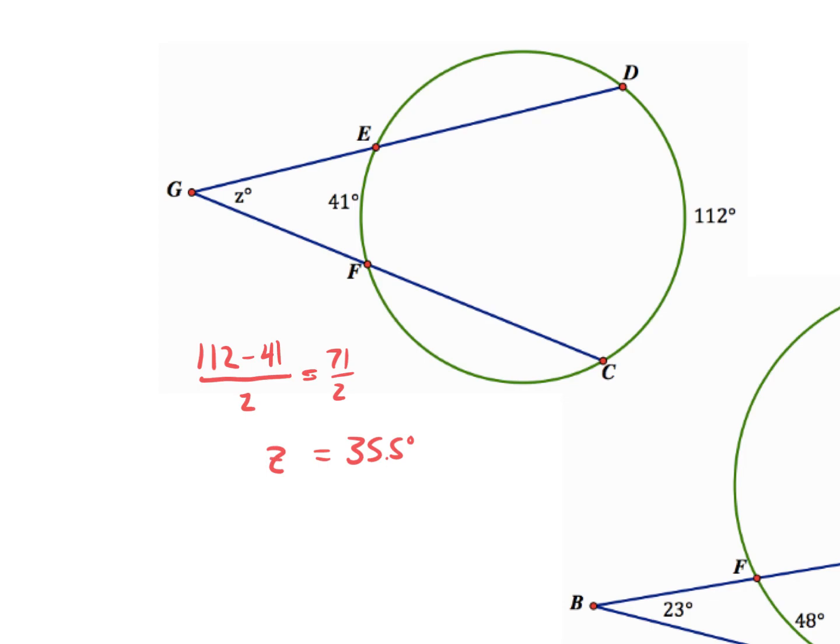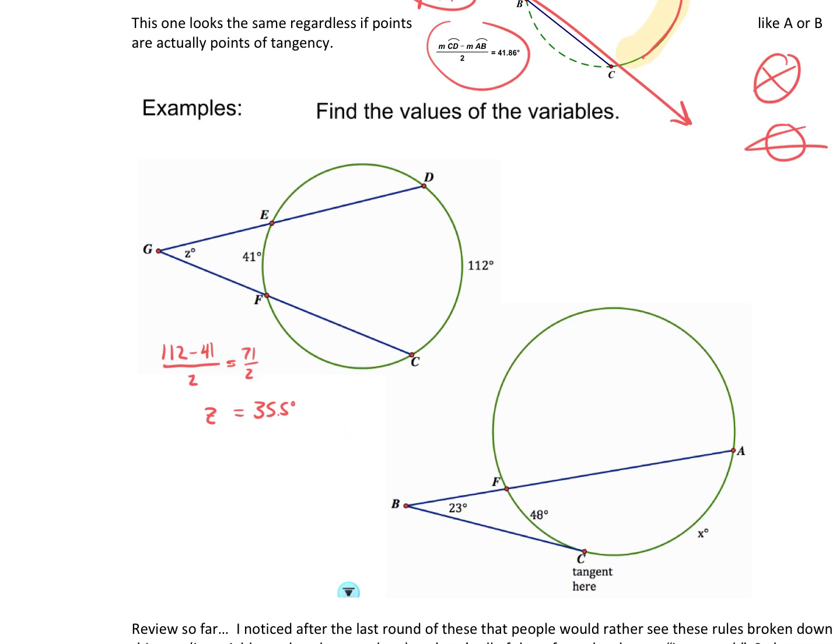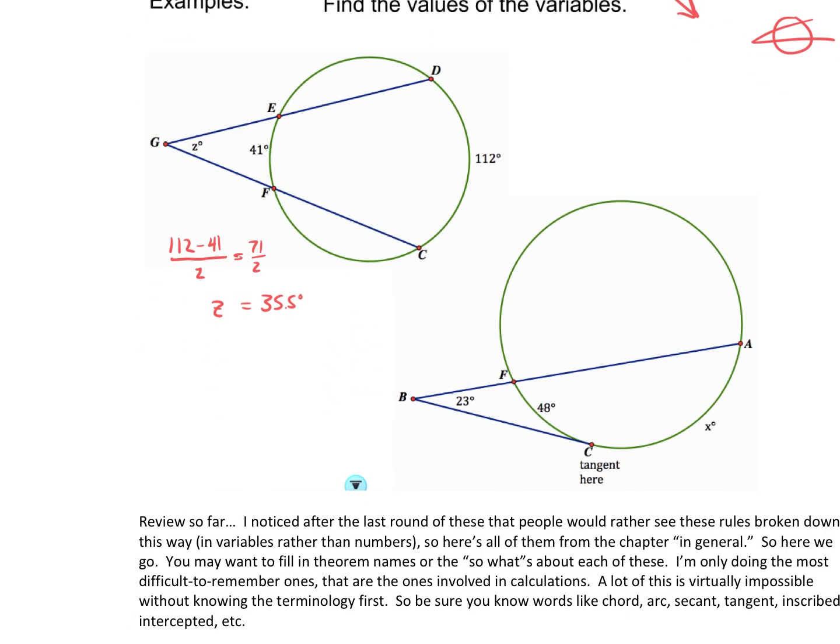That's z. It's half the difference, and it's also true of tangents. Two of these are secant lines, and this is a secant and a tangent. We call it the exterior vertex theorem because it applies whether we're talking about mixes of secants or tangents. It could even be two tangents. Whenever you have a vertex outside the circle, it's associated with two arcs inside the circle, like that or like this. Those are the two arcs. So the same thing applies: it's this one minus this one, divided by 2, to get that angle.